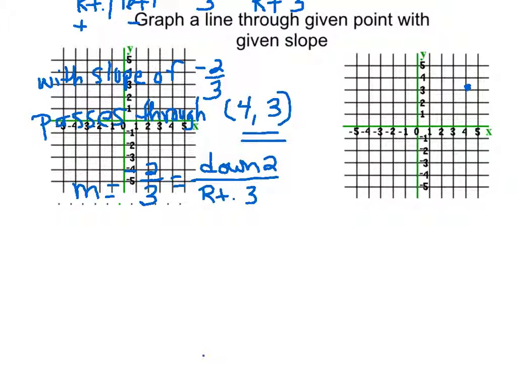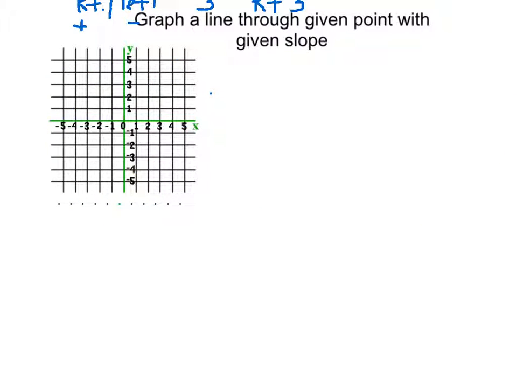So from our dot that we plotted before, we're going to go down 2 and over 1, 2, 3. I did it again. That'll teach me to go off the cuff. And then again, you just want to connect those 2 dots. And there you go. You got your nice line. Let's try one more.